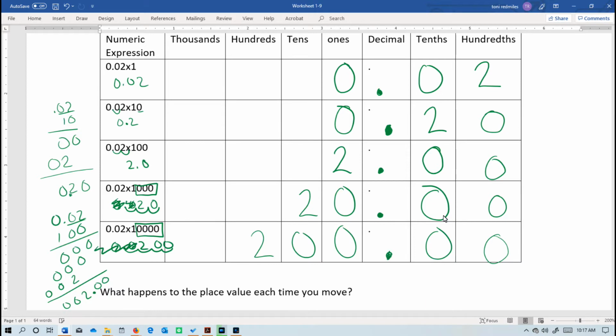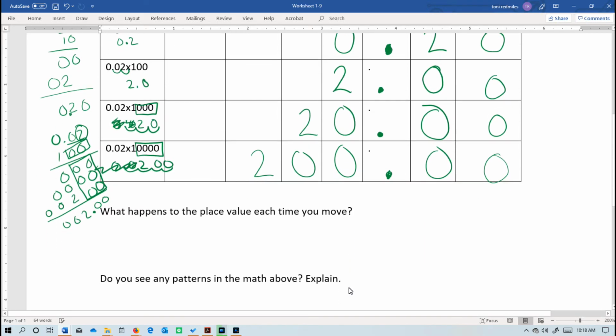And look, that makes sense. In this one, I was multiplying by 2 zeros. Look at this. I have 2 rows of just none. That's what multiplying by factors of 10 does. It pushes my number that isn't 1 over the amount of zeros. All right, so here's my calculator that I can use as we divide zeros. So what happens to the place value each time you move? It gets pushed as far out as the amount of zeros I'm multiplying by.